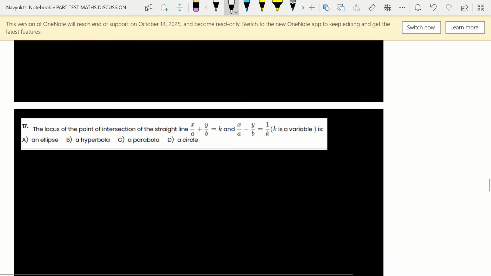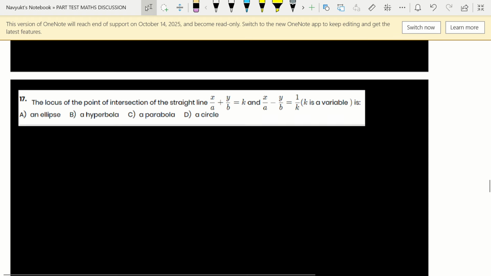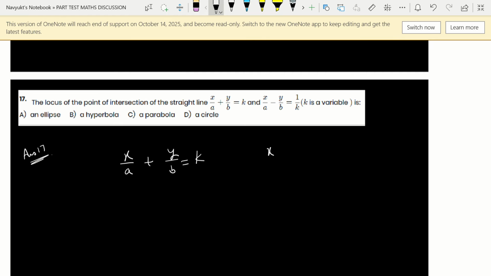Getting to our 17th question, the locus of point of intersection of these two straight lines, k is a variable. So whenever we have to find a locus, what we do is we eliminate any parameter which is there. As we can see, k is a parameter. We'll try to eliminate it. How can we eliminate it? We have x by a, this and this. Now if you observe, if you multiply both of these equations, k is getting cancelled. So this is the basic thing which we need to do in this.